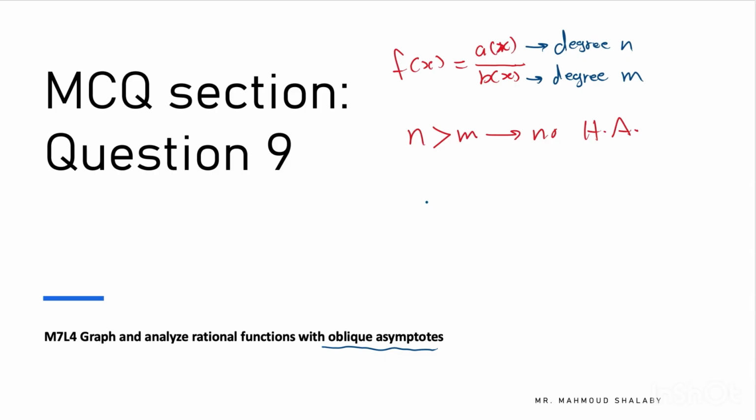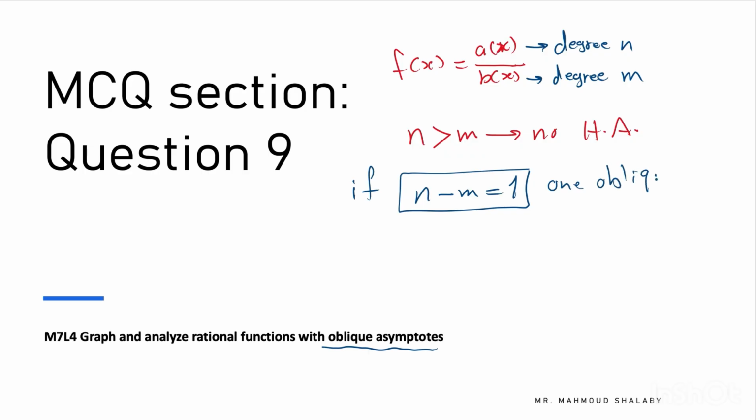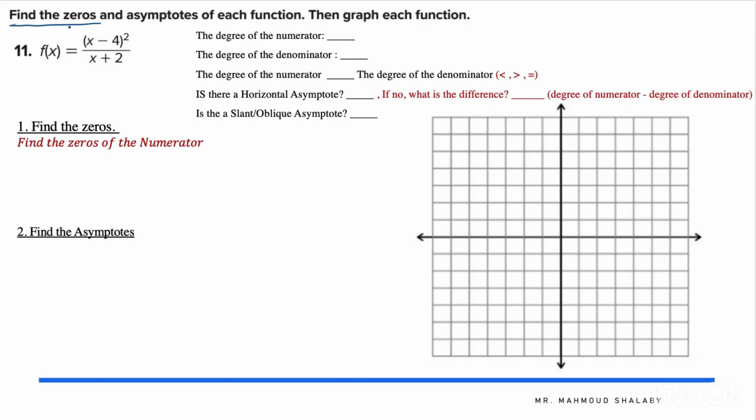How can I check this? We find the difference between both degrees by doing n minus m. If the answer is 1, like we can say if n minus m is 1, it means n is greater than m by 1. In this case, we will have one oblique asymptote. Right? So this is how we should solve the question. Now let's go directly to the question and see how we solve it.